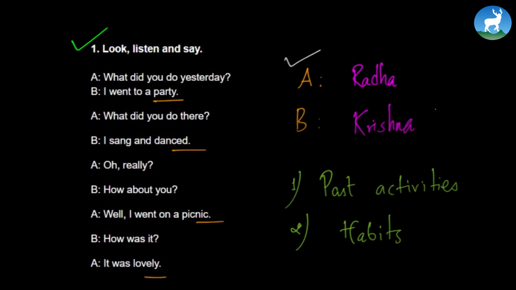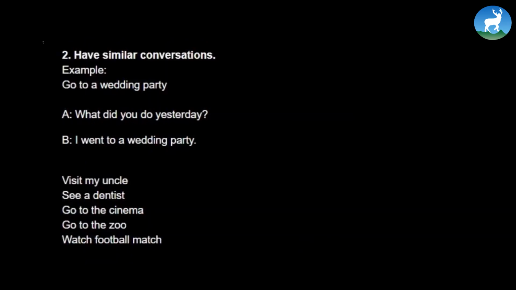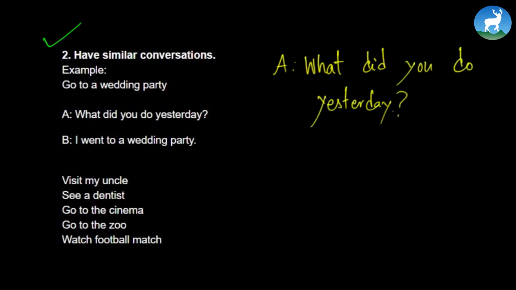All right, so let's move on to another topic. So you can also have similar conversations like this. All right, let's try having a similar conversation. For example, go to a wedding party. What did you do yesterday? I went to a wedding party. So that's how we can have conversation. Let's start with the first one. Visit my uncle. So you can ask, what did you do yesterday? And remember, this is going to be a fixed question, so you're not going to change it. The question is always, what did you do yesterday? Now, we can answer it based on the given prompts, based on the ideas.